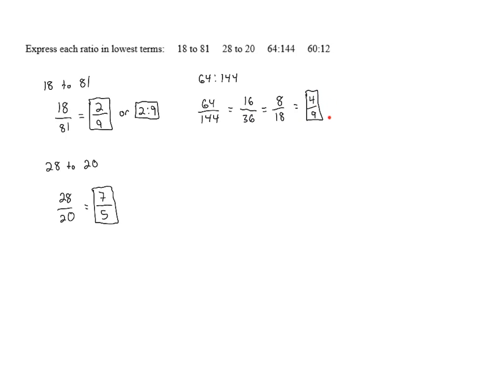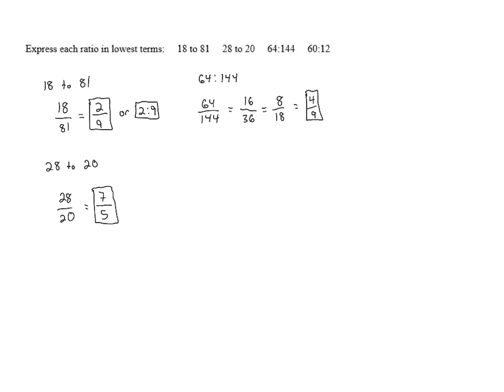4 to 9 odds might mean that, 4 times out of 13 you win and 9 times out of 13 you lose. So for every 4 wins, there's 9 losses. It's easier to wrap your head around than for every 64 wins, there's 144 losses. Smaller numbers are always easier for us to comprehend. So that's why we will always be reducing to lowest terms.